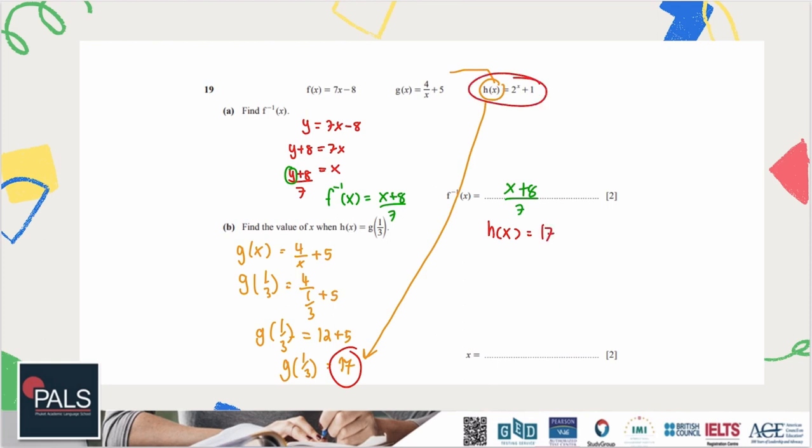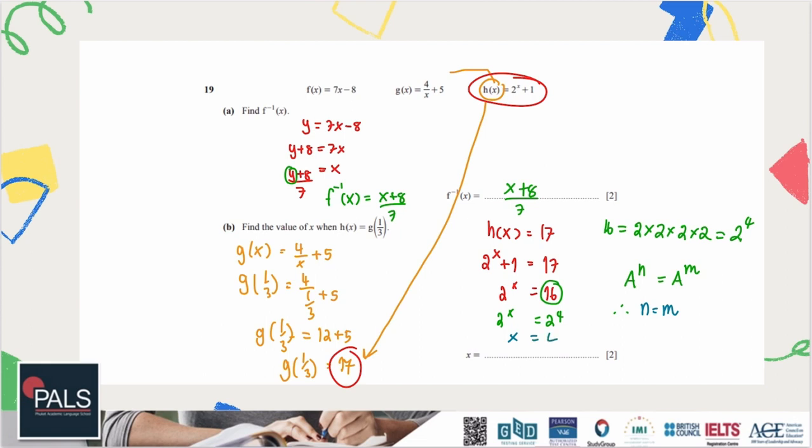And then h(x) is 2 to the power x plus 1, an exponential function. So 2^x plus 1 equals 17, so 2^x equals 16. Now this is an exponential function, so we need to use the property of exponentials to solve this question. We need to convert 16 to base 2. 16 equals 2 times 2 times 2 times 2, which is 2 to the power 4. So 2^x equals 2^4. According to the properties of the exponential function, if a^n equals a^m, then n equals m. So x equals 4. The answer to this question is 4.